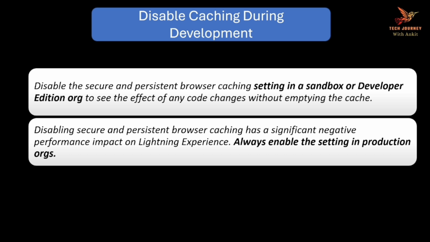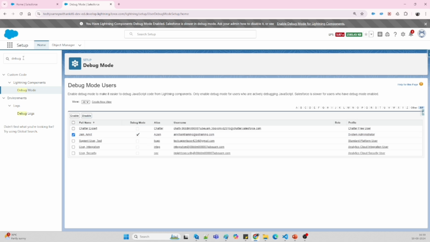Next point here is that disabling the secure and persistent browser caching has a significant negative performance impact. That's the reason you should always enable this setting in production. But again, you can keep it disabled on your sandboxes or developer orgs if you are actively debugging in your sandboxes. So how to do that? To do that, again, you have to navigate here. You have to look for the session settings.